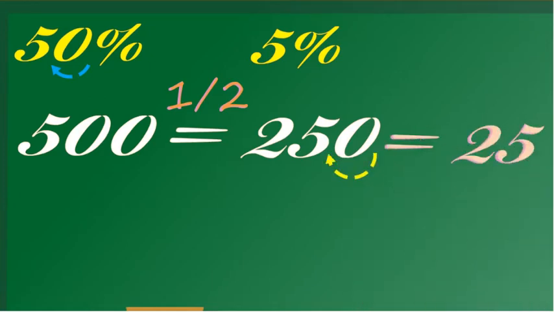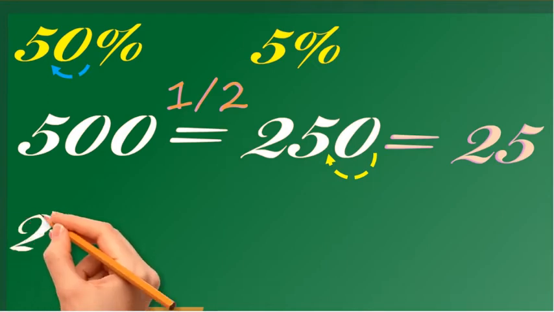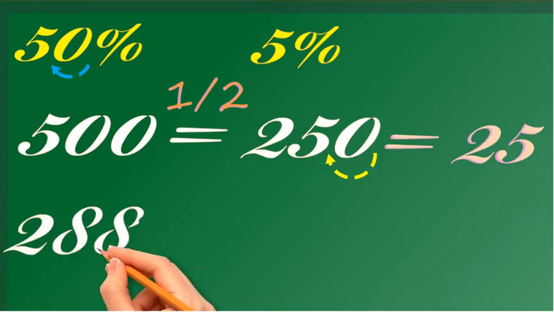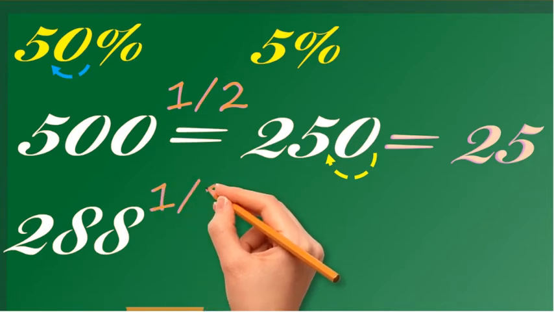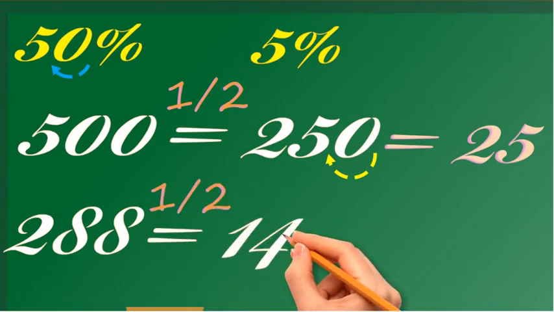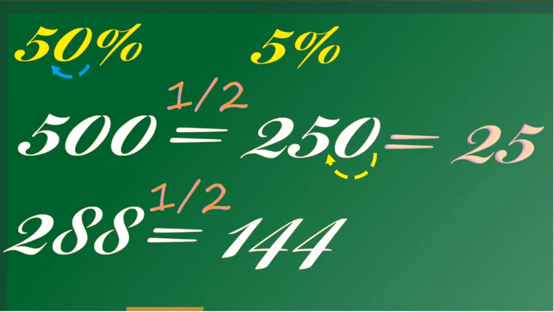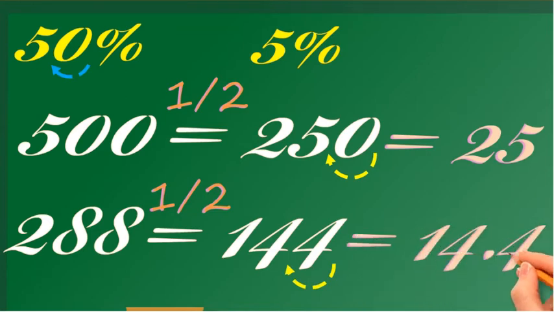Let's try it with one more number. Let's try 288. What is 50% of 288? This one is a little bit difficult, but if you practice a lot, this would be an easy one for you. So half of 288 is 144. Now let's get 5% of 288. Like before, we just need to move 1 decimal place to the left, and we get the answer, 14.4.